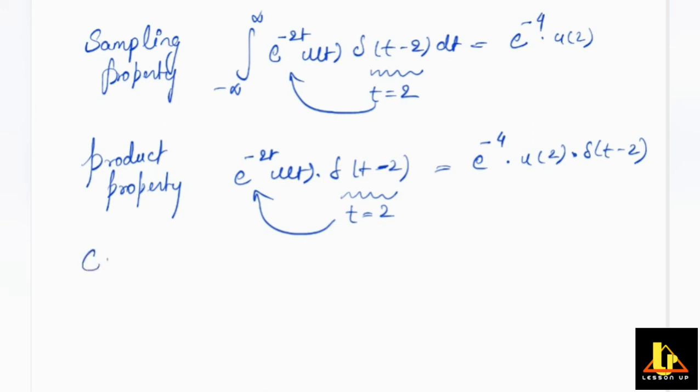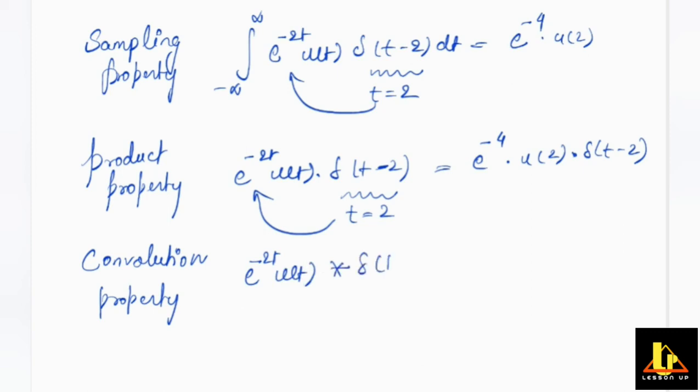Now, according to convolution, if you convolve with an impulse signal, here the impulse is t minus 2. You have to replace this t with t minus 2. Here you will get e to the power minus 2 into t minus 2 into u of t minus 2. We will see a few examples with this.